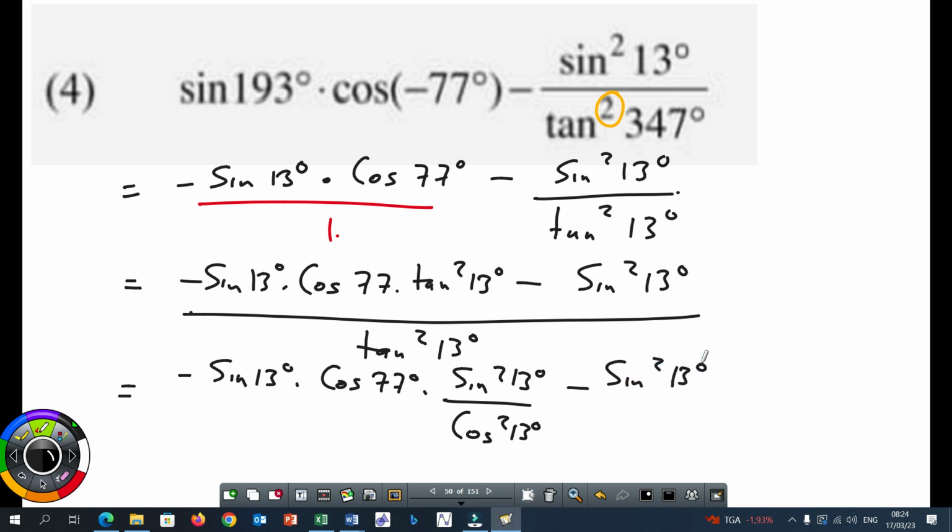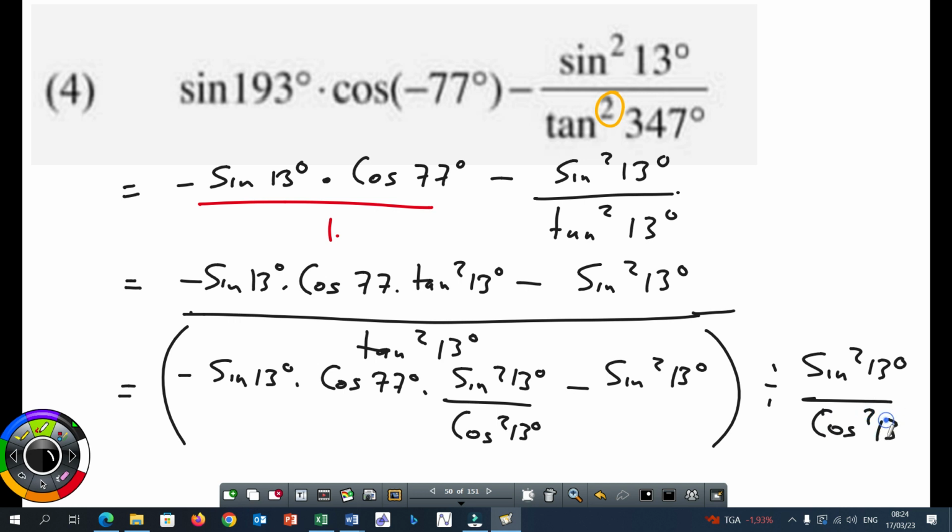This is all over. Let me just put this in brackets. Then I'm going to divide it by this denominator, which I'm going to convert to sine squared of 13 degrees divided by cos squared of 13 degrees. Please be aware that this method might be a little bit longer. I realize I can do it in a shorter way.